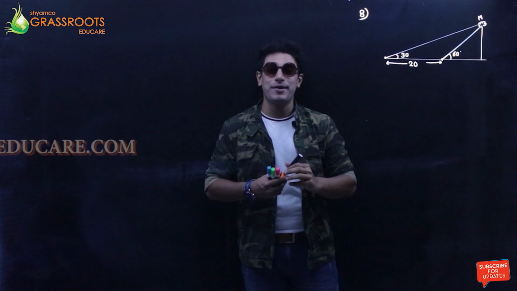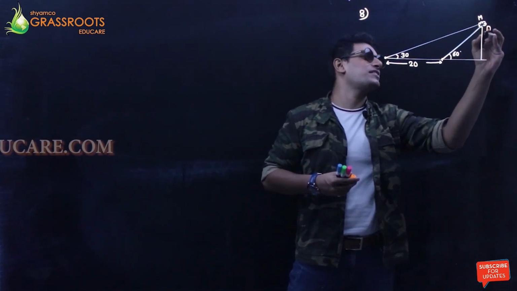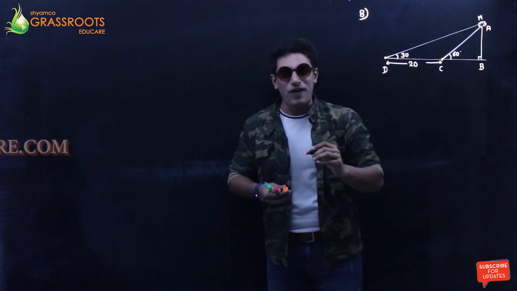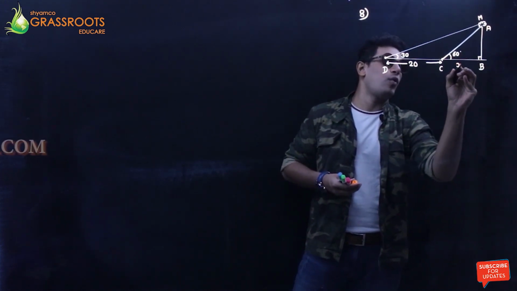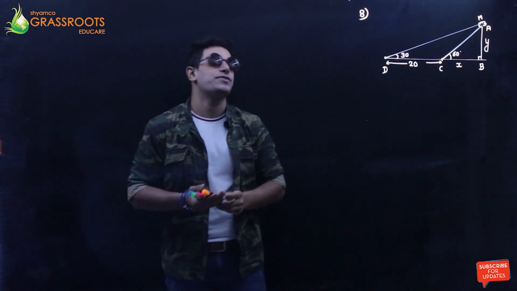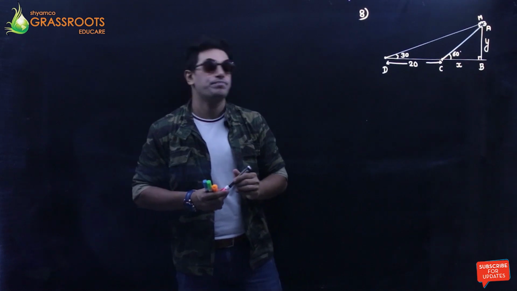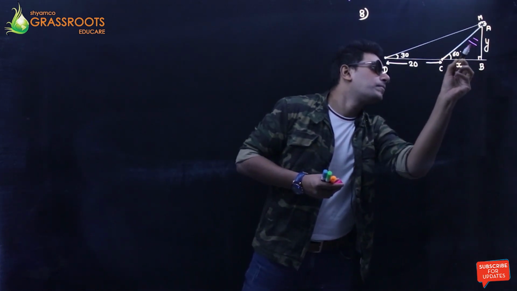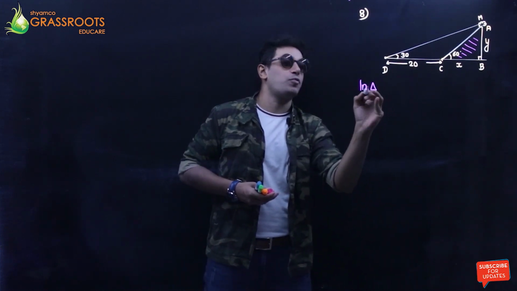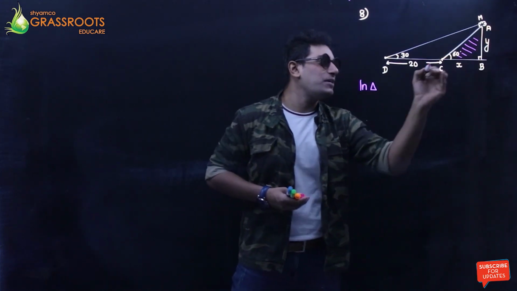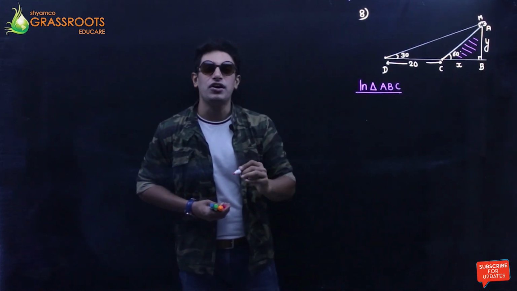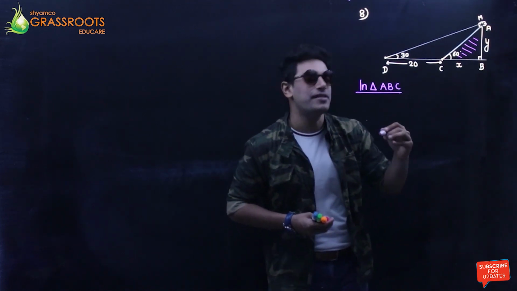So, this is how the diagram looks. Let me call these A, B, C and D. You have to find two things: one is this X, and one is the height of the tree, Y. Now, for such questions, go monotonous. First, always start with the smaller triangle. In triangle ABC, angle B is 90. Use the formula for tan.